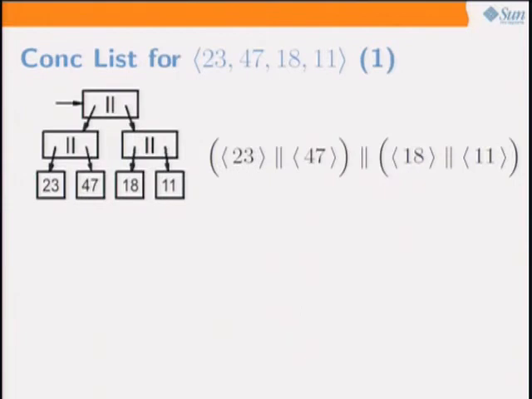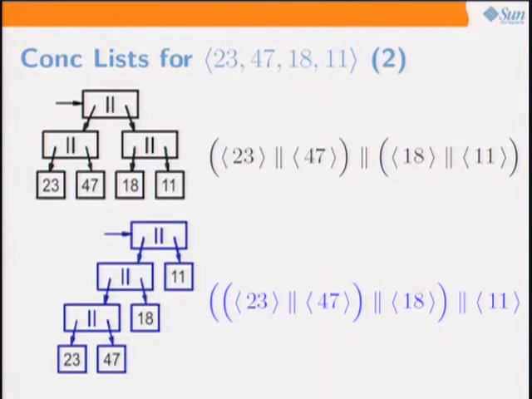And using this representation, we can represent a list of 4 numbers, 23, 47, 18, and 11, by using this balanced binary tree form. And this represents 4 singleton lists, and then I have concatenated them pairwise and then concatenated those. And so that is a representation of this linear list, 23, 47, 18, 11. But there are other ways that I could represent this list as well. For example, I could use this long left spine sort of list if I chose to. And I might have reasons for doing that. And the expression that describes this tree structure is shown over there on the right.